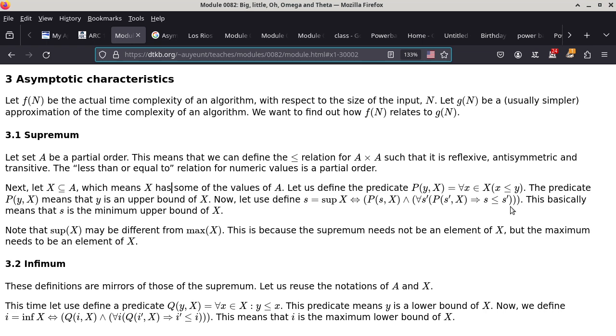What about the other part? What about the right-hand side of the conjunction? It says, for all s prime, and the prime is not an operator here, it's not calculus. It is just a special way of naming a variable. So for all s prime, we need this to be true: if s prime is also an upper bound of X, then it implies that lowercase s is less than or equal to s prime.